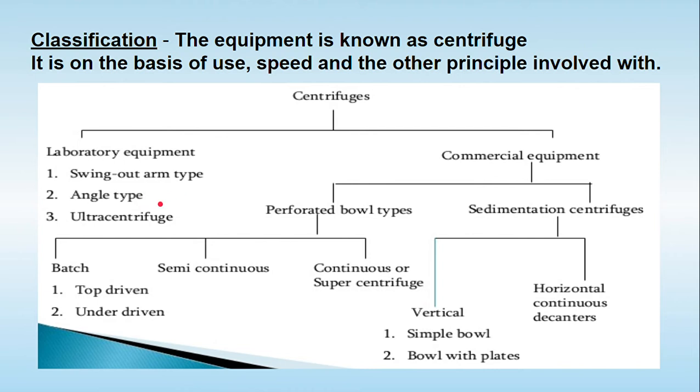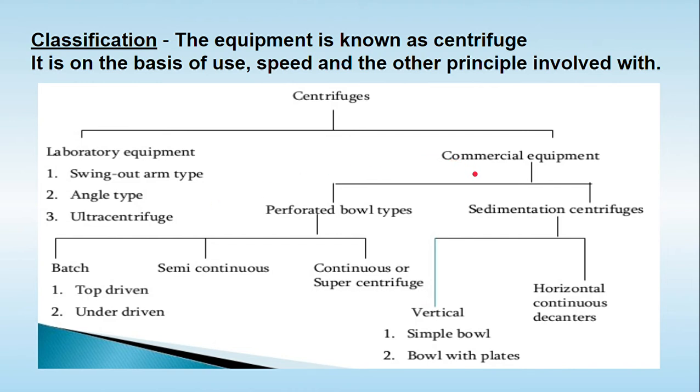Another one is that if we are using this laboratory centrifuge at a very high speed, let's say 60,000 rpm to 1,50,000 rpm, then it is rotating at high speed. That centrifuge is known as an ultra centrifuge. So we can classify the laboratory equipment depending upon the design of the rotor part, as well as the stator part, and the speed.